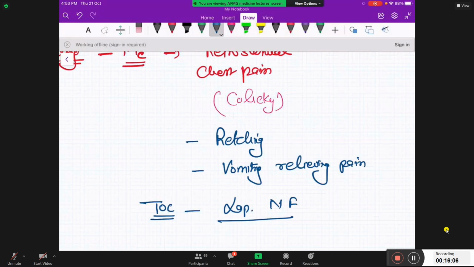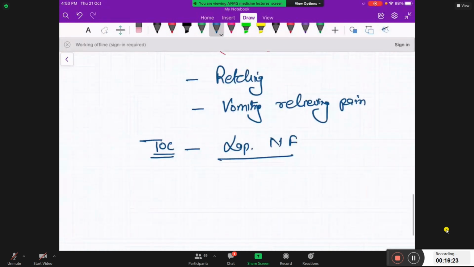No, no, no. In duodenal ulcer, the symptom is the pain getting relieved after taking meals. Right? So, the treatment of choice is laparoscopic Nissen's fundoplication.